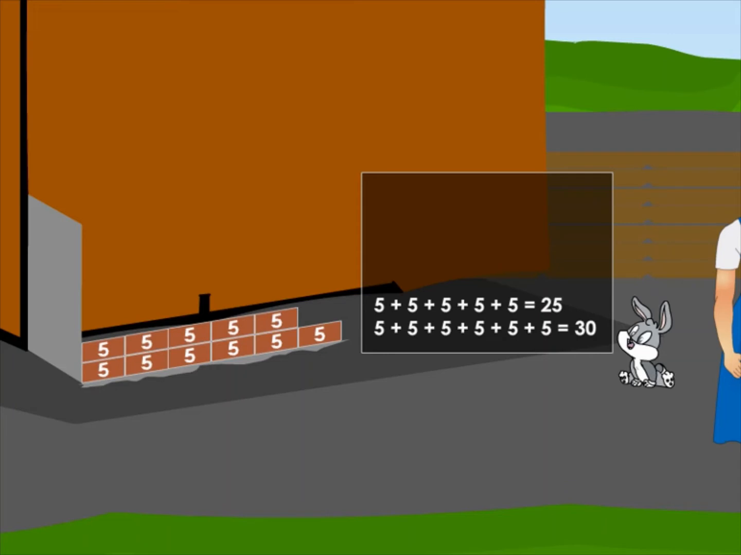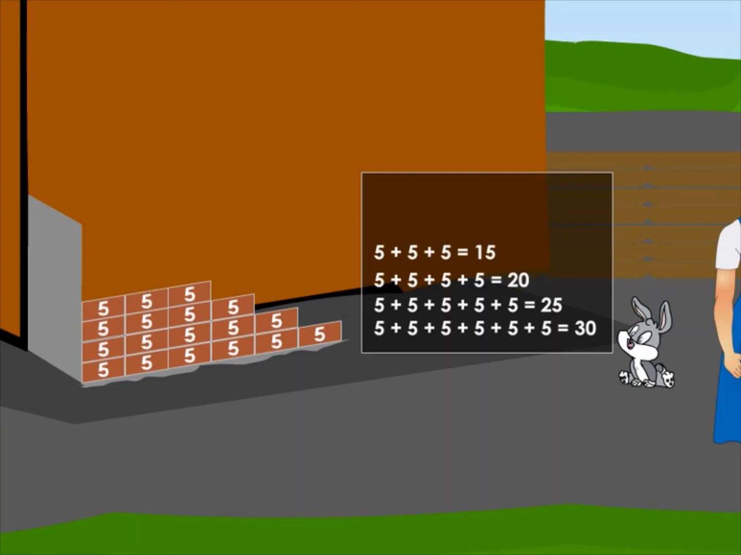The length of the sheet above it is 5 plus 5 plus 5 plus 5 plus 5, which is equal to 25 units. The length of the next sheet is 5 plus 5 plus 5 plus 5, which is equal to 20 units. Continuing this way, we can express the other lengths as 3 times 5 is equal to 15 units, 2 times 5 is equal to 10 units, and 1 times 5 is 5 units.